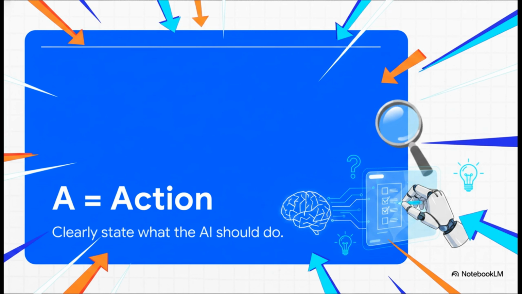Then we have A for action. This is where you have to be direct. What is the specific thing you want the AI to do? Tell it to summarize, or analyze, or write something, or maybe compare two things. Using a clear, strong verb here makes all the difference.